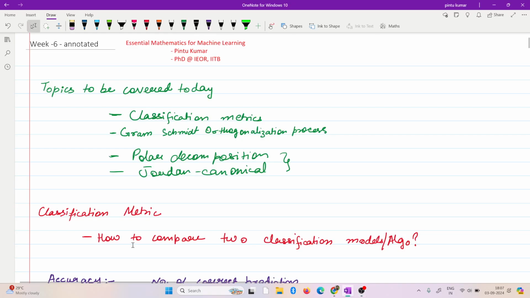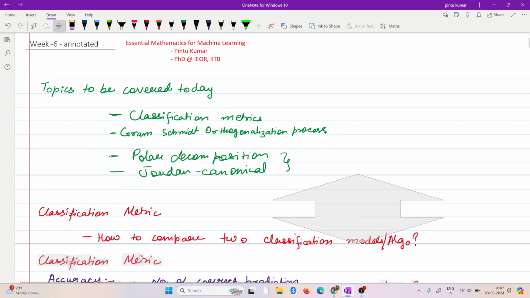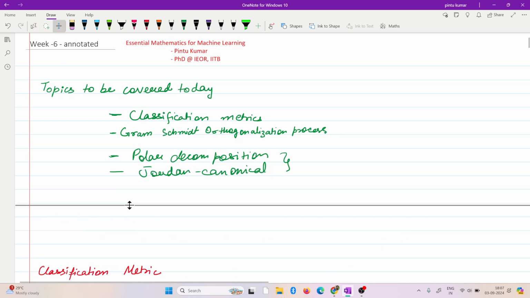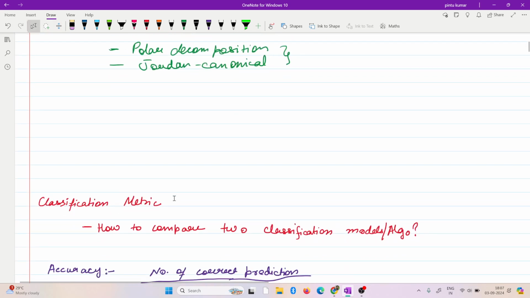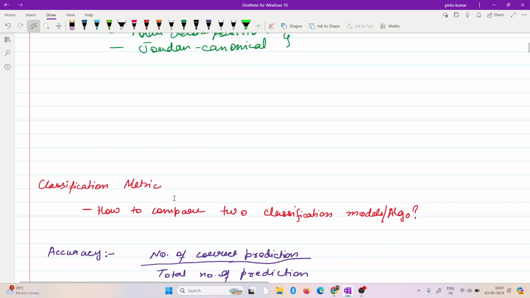So the first thing that we're going to cover today is called classification metrics. Last time we discussed that in machine learning broadly, you have three kinds of tasks. First is classification, second is regression, and the last one is reinforcement learning. There can be more tasks, but broadly these are the three domains. Today we are going to talk about how we can assess the quality of some classification technique.